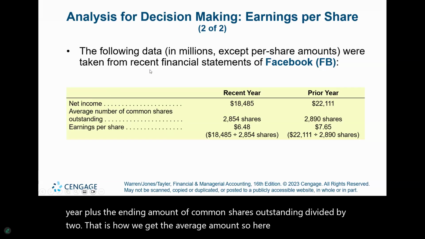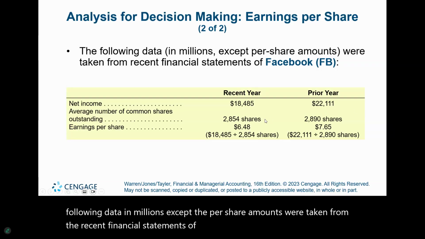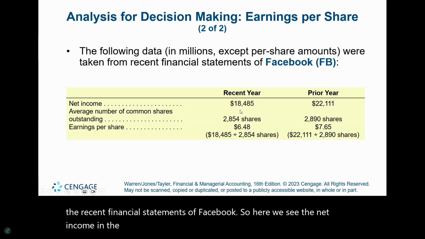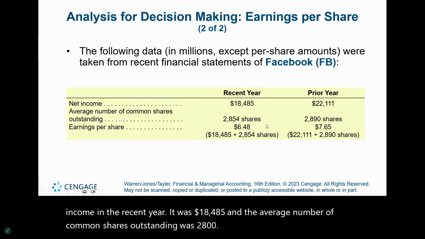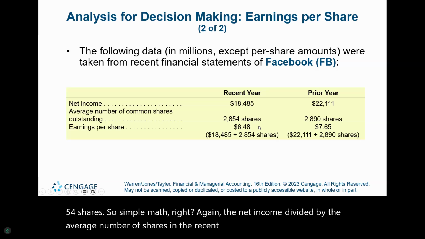So here we have the following data in millions, except the per share amounts, taken from the recent financial statements of Facebook. Here we see the net income in the recent year was $18,485, and the average number of common shares outstanding was 2,854. So simple math, right? The net income divided by the average number of shares in the recent year, the earnings per share is $6.48.